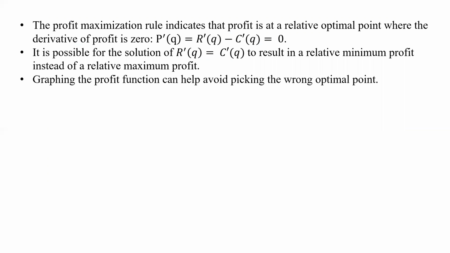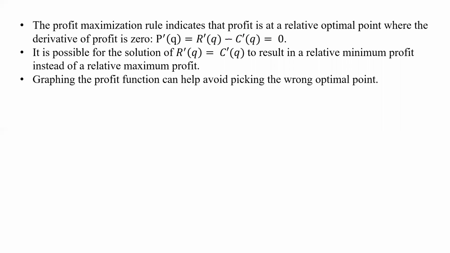And this is kind of an explanation. So the profit maximization rule indicates that the profit is at a relative optimal point where the derivative of the profit is zero. So when our derivative of the profit is zero, our derivative of our revenue is going to be subtracting the derivative of C, that's going to be 0.